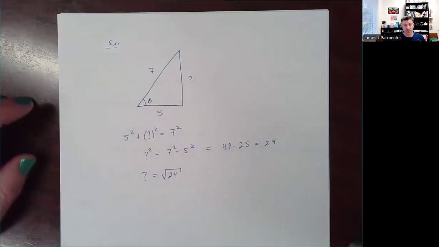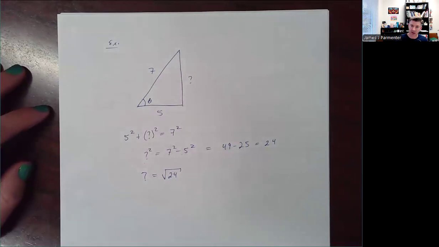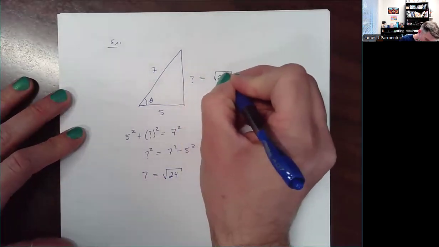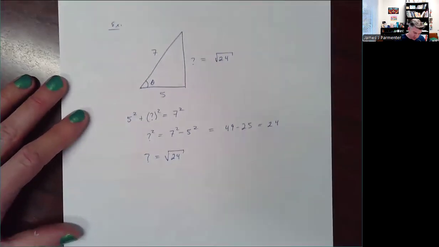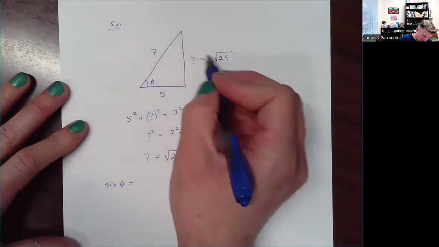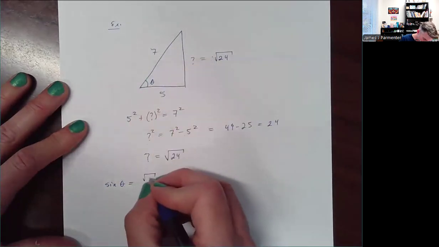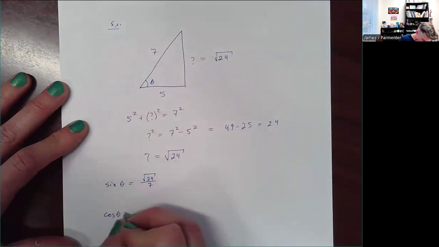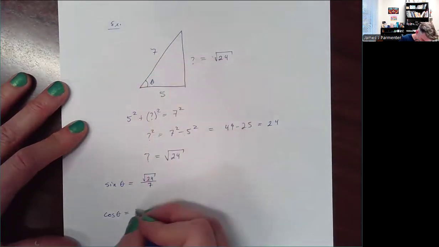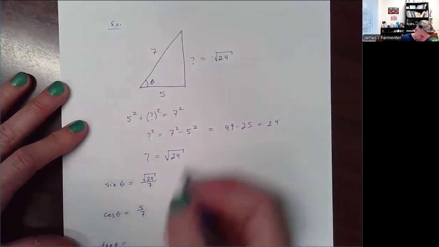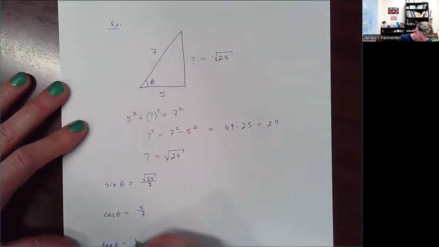And although you could simplify this as 2√6, I wouldn't recommend it. I would just leave it as the square root of 24. We do not need to simplify our square roots. So then sine of theta is going to be the opposite over the hypotenuse, which is the square root of 24/7. Cosine of theta is going to be the adjacent over the hypotenuse, which is 5/7. And tangent of theta is going to be the opposite over the adjacent, which is the square root of 24/5.